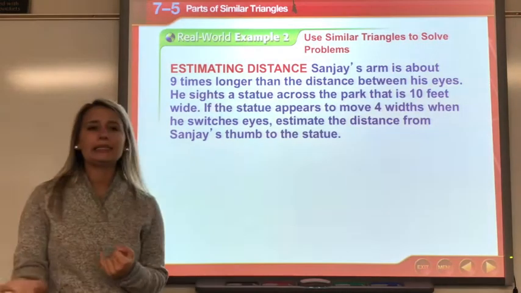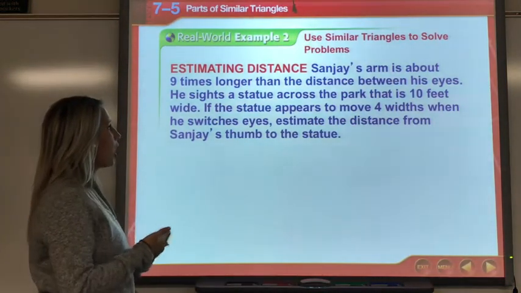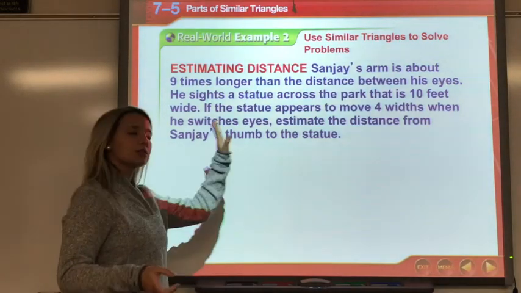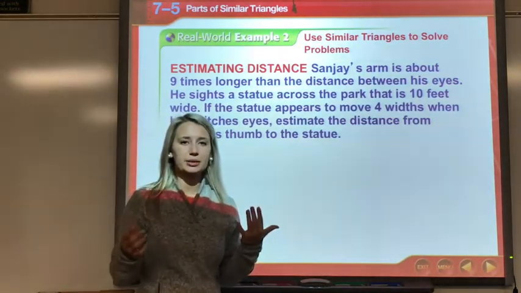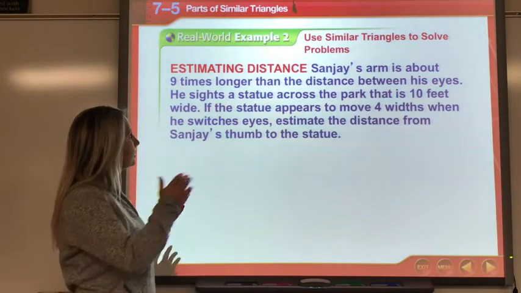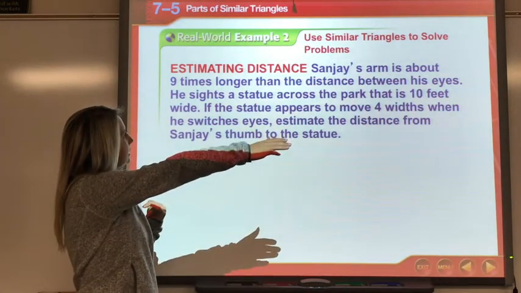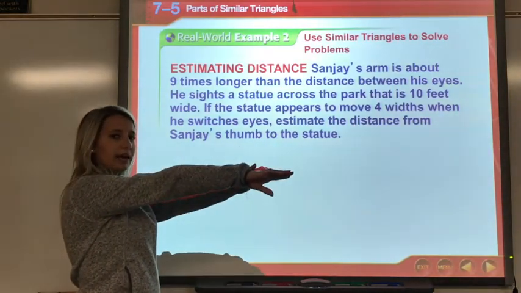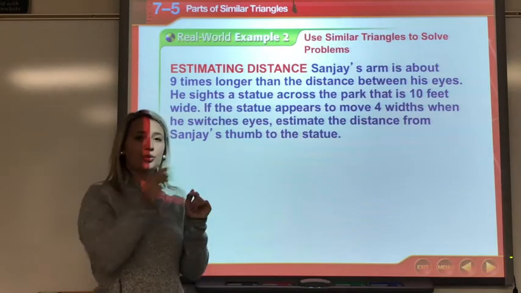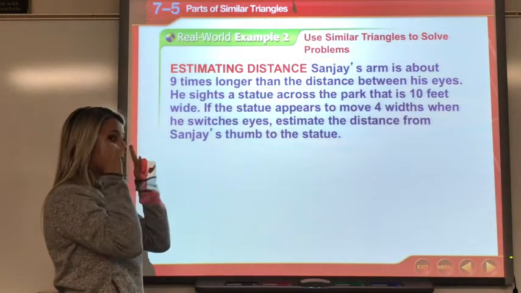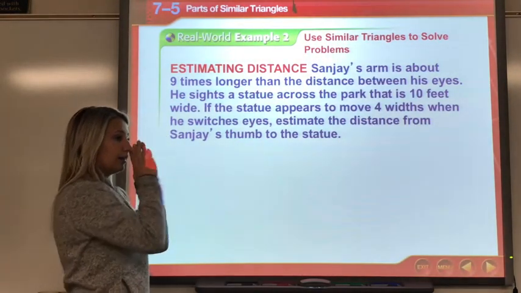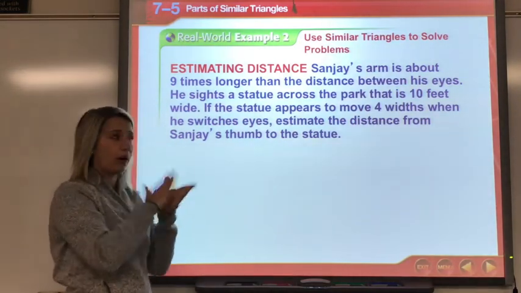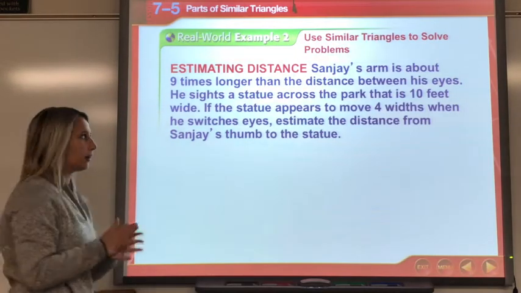Okay, so now here's a word problem. So we're estimating distance. So Sanjay's arm is about 9 times longer than the distance between his eyes. So we're going to stop right there. I'm just going to talk about what that means. So his arm is 9 times longer than this. So if we were to create a triangle that went like this, this would be 9, and this would be 1. Okay, so that's a triangle that we're talking about there.